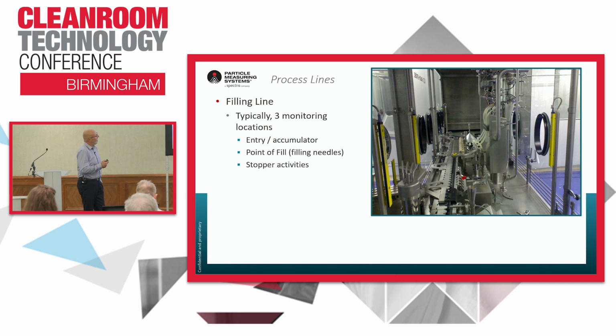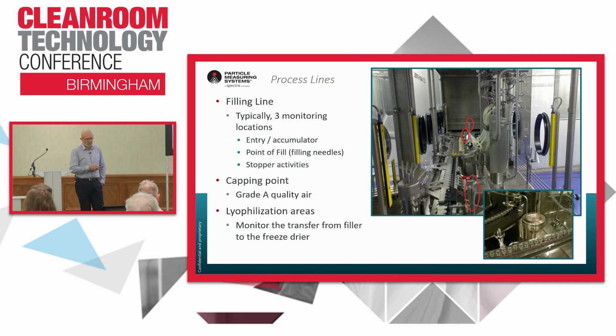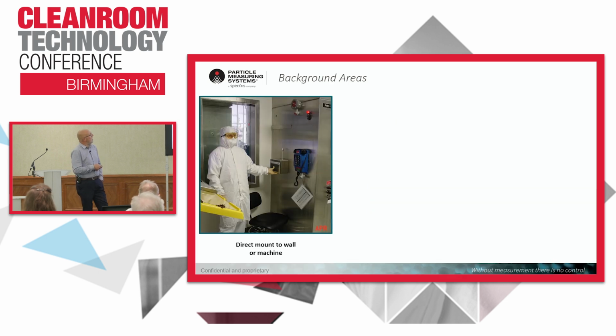And for those with a circle, one at the back there, another isokinetic there, and a larger one at the front. It's not always easy to see these on some of the photographs. And then maybe a capping point and lyophilization areas as well. That's another active air.